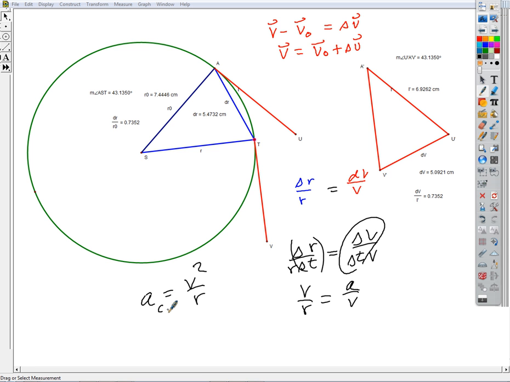And that's kind of cool that we proved it geometrically. I thought it's kind of fun to see a different way to prove something. So that tells us that if we have an object in uniform circular motion, let's define what that is. Uniform circular motion just means an object that is moving in a circle at constant speed, that's it. All we have to do to find the centripetal acceleration is take the square of the speed divided by the radius of the circle it's moving in. How about that?